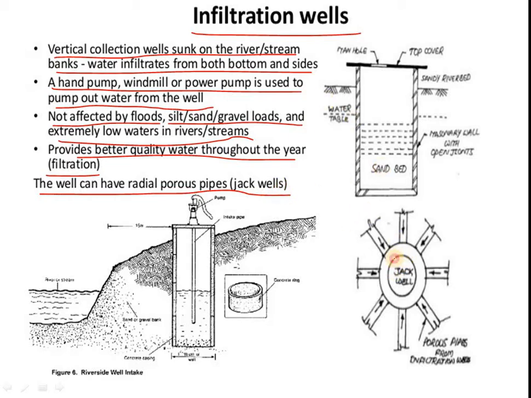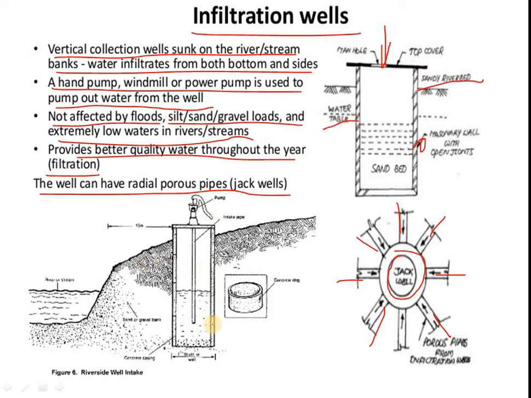So this is a jack well what we are seeing here. This is a plan, which we are seeing from the top view, and this is an elevation we are seeing from the front view. In the top view we can see the manhole and the top cover. These are all porous pipes which are connected from every side. These are nothing but infiltration wells. A masonry wall with open joints will be connected in the sandy river bed. So this is the water table.